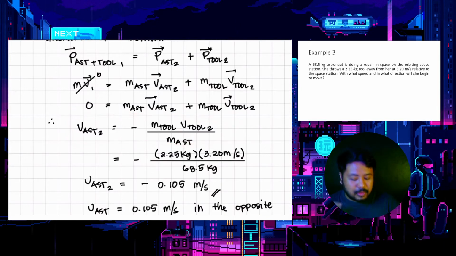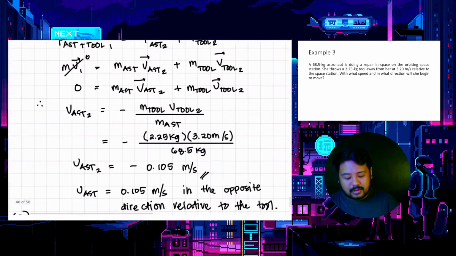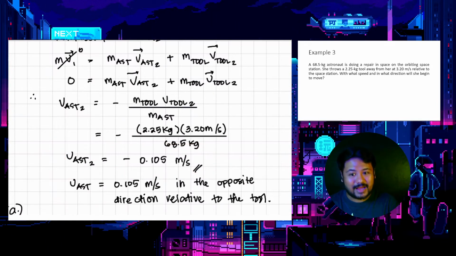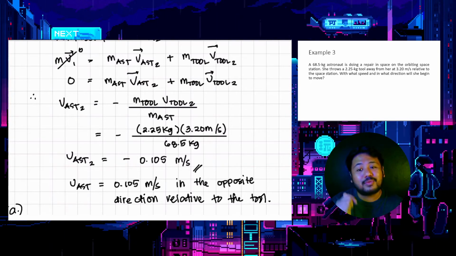Substituting what we know, we will be getting negative 0.105 meters per second. Meaning to say, it is in the opposite direction relative to the tool. If the tool is going to the right, then the astronaut is going to the left with a speed of 0.105 meters per second.